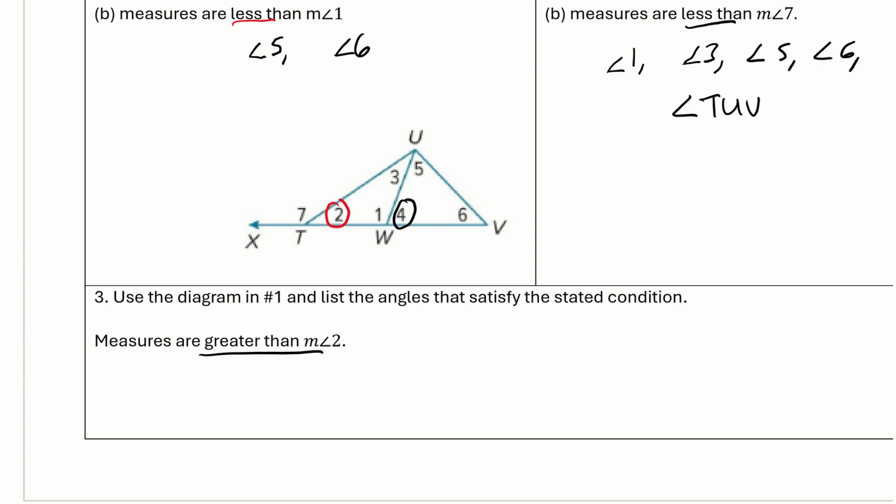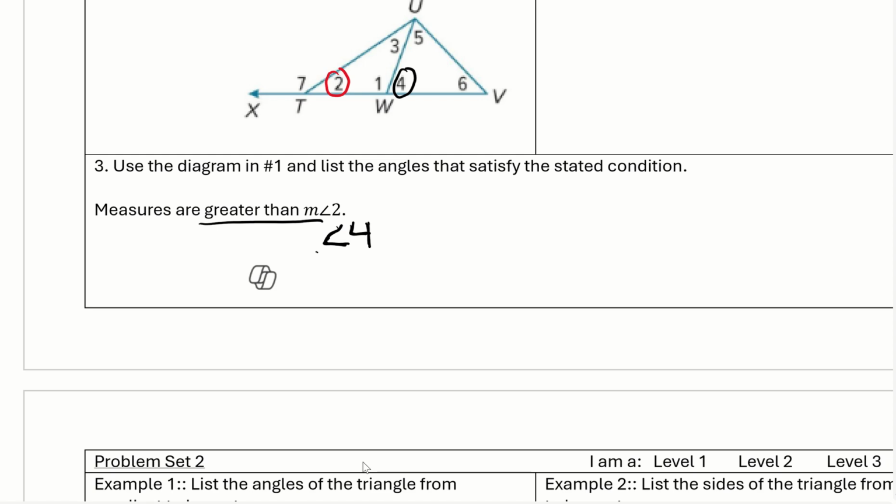So the only angle that is guaranteed to be greater than 2 is angle 4. Now this does not mean that the other angles aren't greater than angle 2, but it just means that 4 is guaranteed to be greater, always in this case. All right, so that takes care of that. So let's look at the next one.